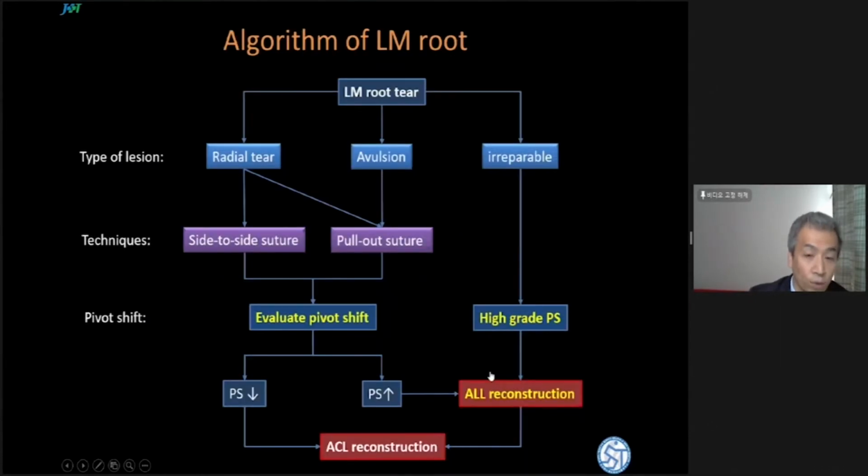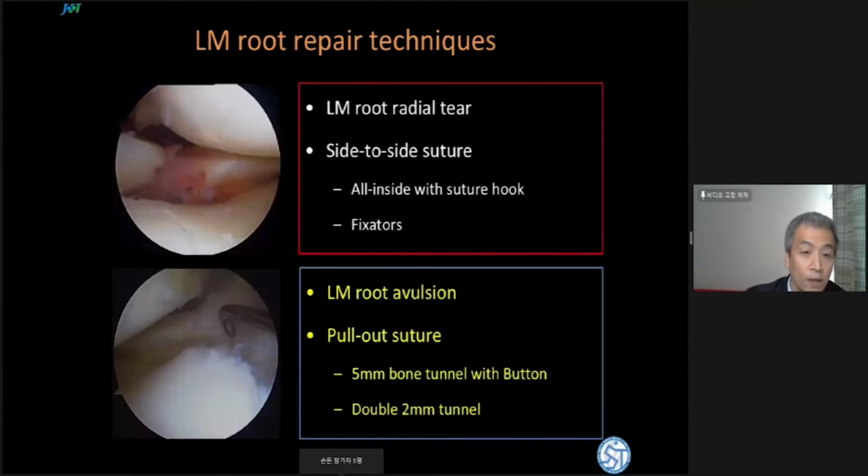So if we find a lateral meniscus root tear, we will perform as in this algorithm. We will repair the root tear based on the different types. We can choose side-to-side suture, or we can choose the pull-out suture. A very important thing is we need to evaluate the pivot shift after the repair. If the pivot shift is decreased, we can go to the next step, ACL reconstruction. But if the repair cannot decrease the pivot shift, perhaps we need to perform ALL reconstruction to decrease the high-grade pivot shift.